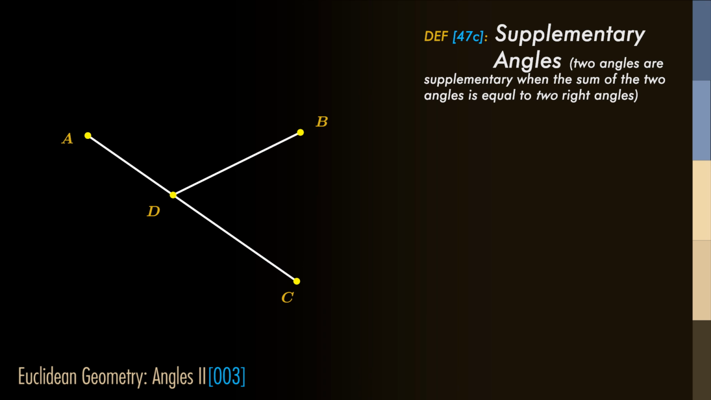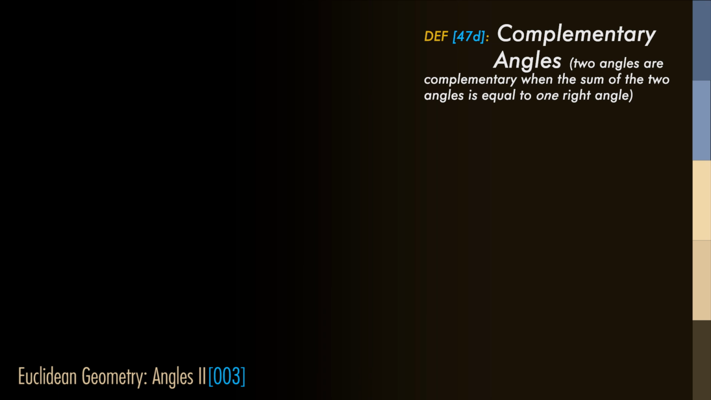Now that we've defined the sum of angles, we can introduce 2 types of angles. What we're seeing here are 2 supplementary angles. We call 2 angles supplements of each other when the sum of the 2 angles is equal to 2 right angles. We can also define complementary angles. As you can see in the drawing, this occurs when the sum of 2 angles is equal to a right angle.